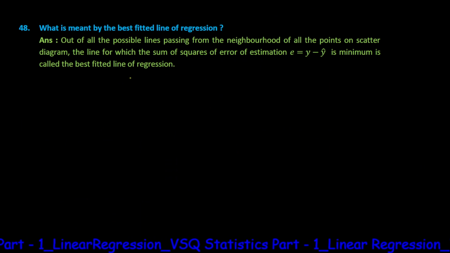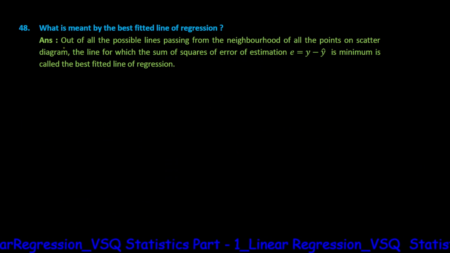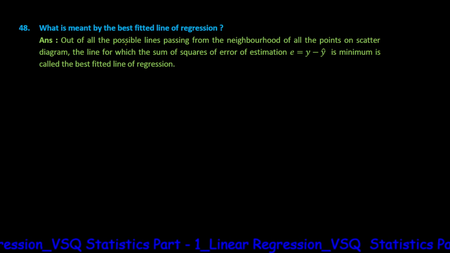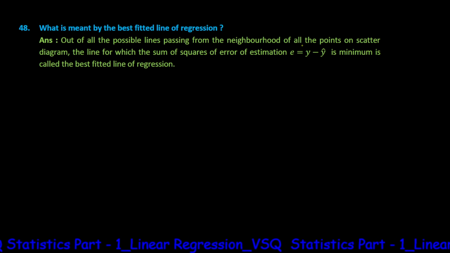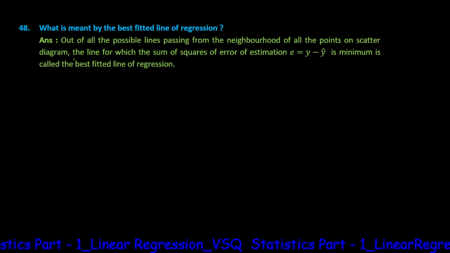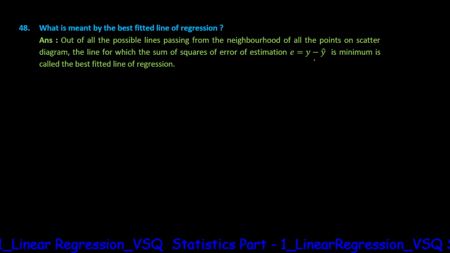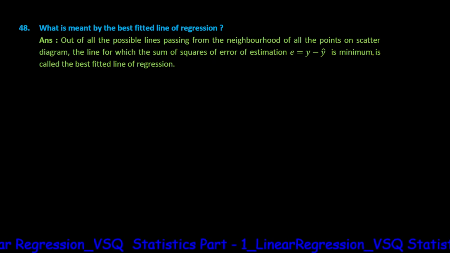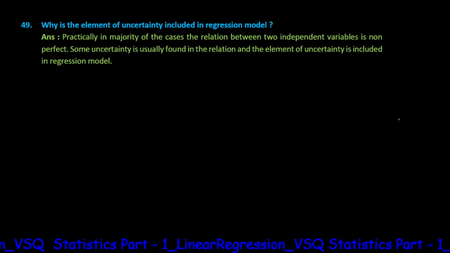Question 48: what is meant by the best fitted line of regression? Answer: out of all the possible lines passing through the neighborhood of all the points on the scatter diagram, the line for which the sum of squares of the error estimation E equals y minus y cap is minimum is called the best fitted line of regression.